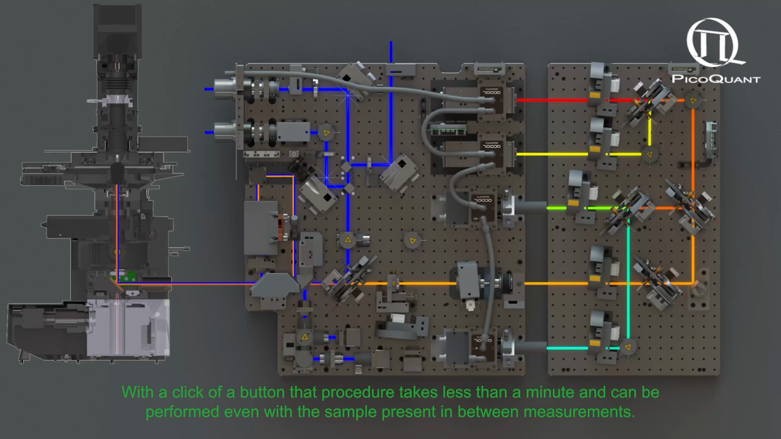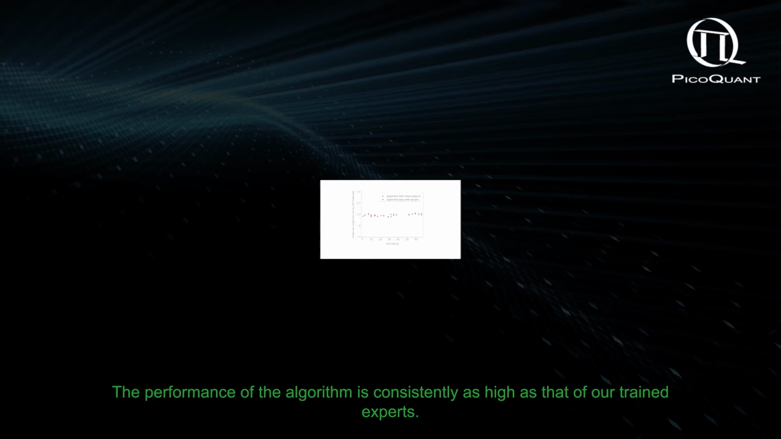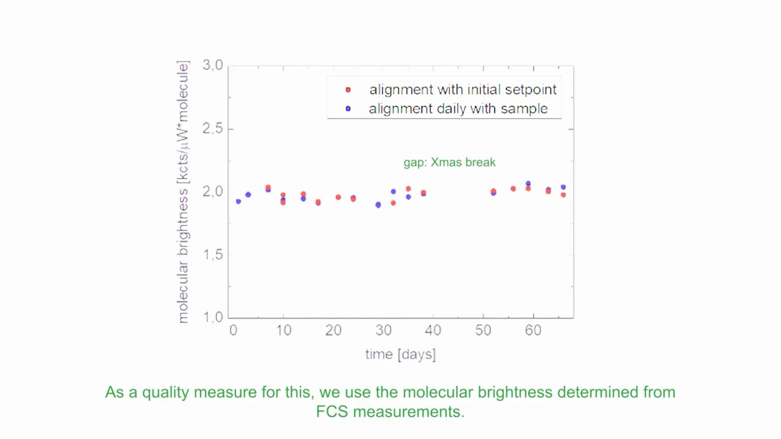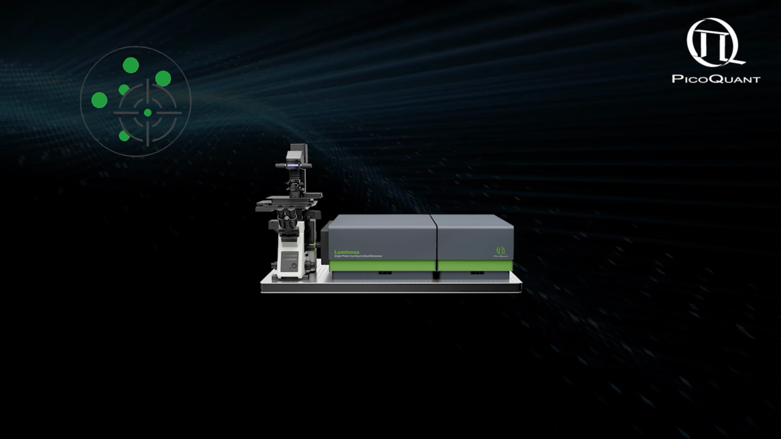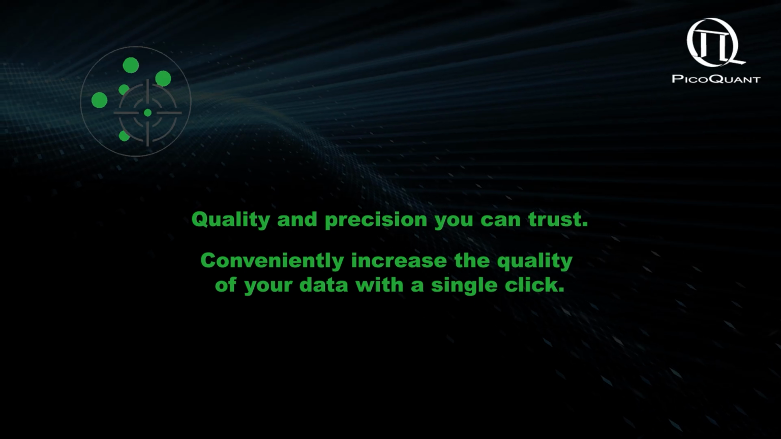With a click of a button, that procedure takes less than a minute and can be performed even with the sample present in between measurements. This way, Luminosa compensates even for small daily variabilities, increasing reproducibility and long-term stability of the system. The performance of the algorithm is consistently as high as that of our trained experts. As a quality measure for this, we use the molecular brightness determined from FCS measurements. Quality and precision you can trust conveniently increase the quality of your data with a single click.